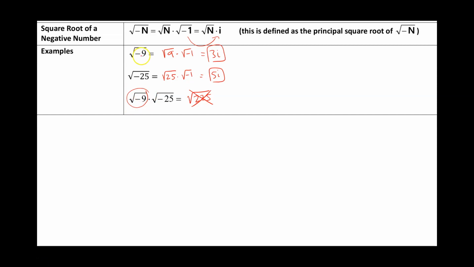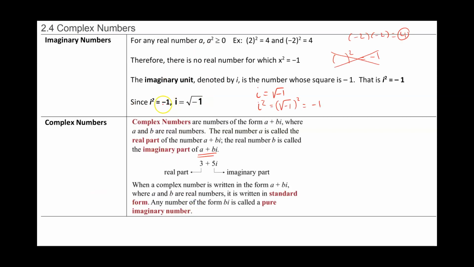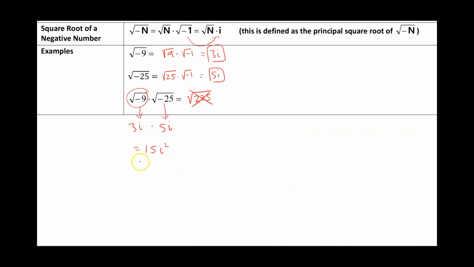So based on this example, the square root of negative 9 is equal to 3i, and the square root of negative 25 is equal to 5i. If we multiply 3i times 5i, we multiply 3 times 5, which is 15, and i times i, which is i squared. Now this part is really important. Every time you see an i squared, you replace it with a negative 1. So 15i squared equals 15 times negative 1, which is equal to negative 15.